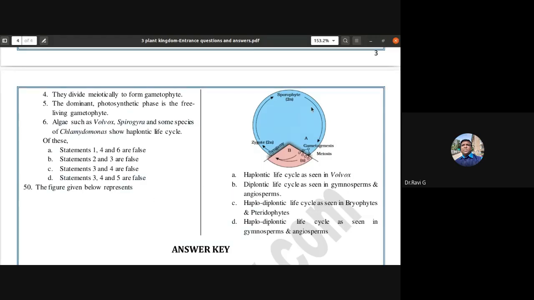The figure given below represents, see, sporophytic generation is dominant, gametophytic generation is reduced. So what is the cycle? Is it haplontic life cycle, diplontic life cycle as seen in gymnosperms, or haplo-diplontic life cycle, or is it diplontic life cycle as seen in gymnosperms and angiosperms? So the 50th answer is B, diplontic life cycle as seen in gymnosperms and angiosperms, because the diploid stage is predominant. So B is the answer.